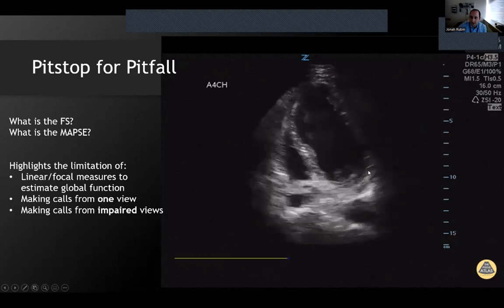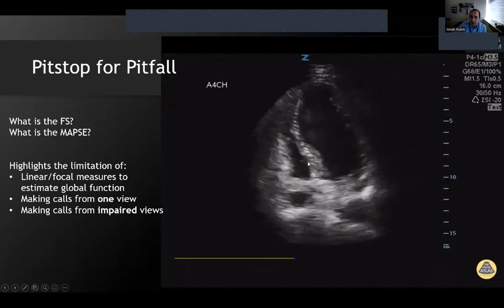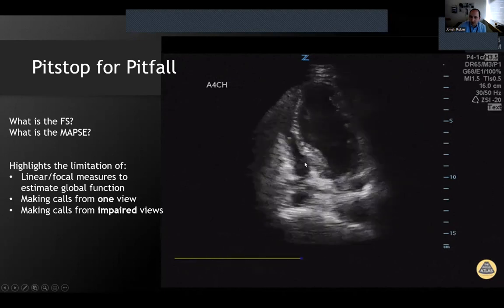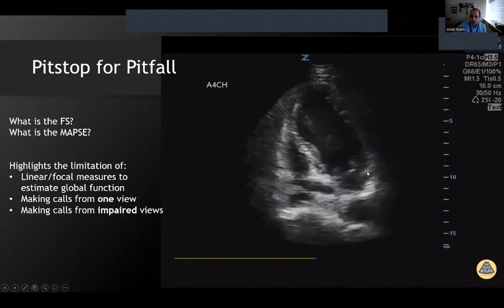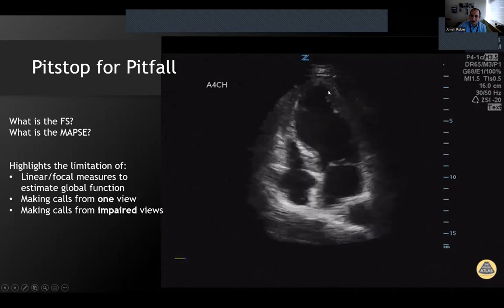Unless, and I think this is the crucial point, when you're able to visualize the entire heart and you see homogeneous function, whether it's good or bad, impaired or normal, if it's homogeneous, then you can tell me that this MAPSE, whether it's high or low, represents global LV function. But when you see an echo like this and you tell me the MAPSE is normal, that is the wrong thing to say, right? Because clearly it's not representing the rest of the heart.